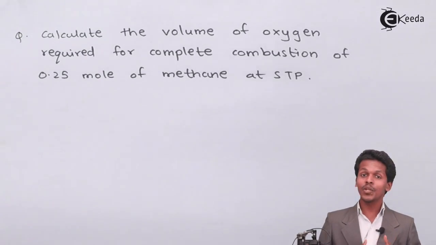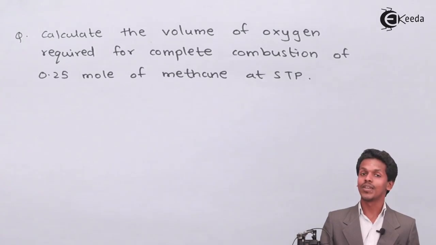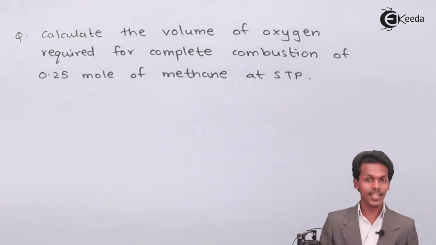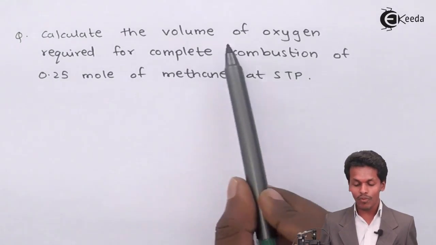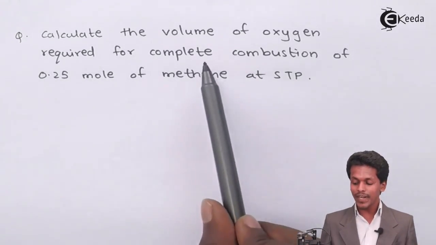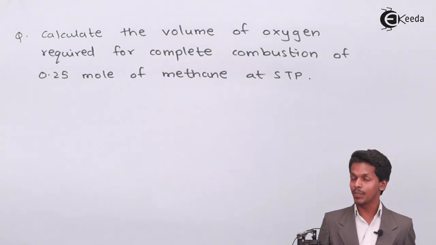So friends, there is another question which is of a different type, which is based on molar volume. So let us see the question, what are they asking about. We have to calculate the volume of oxygen required for complete combustion of 0.25 mole of methane at STP.